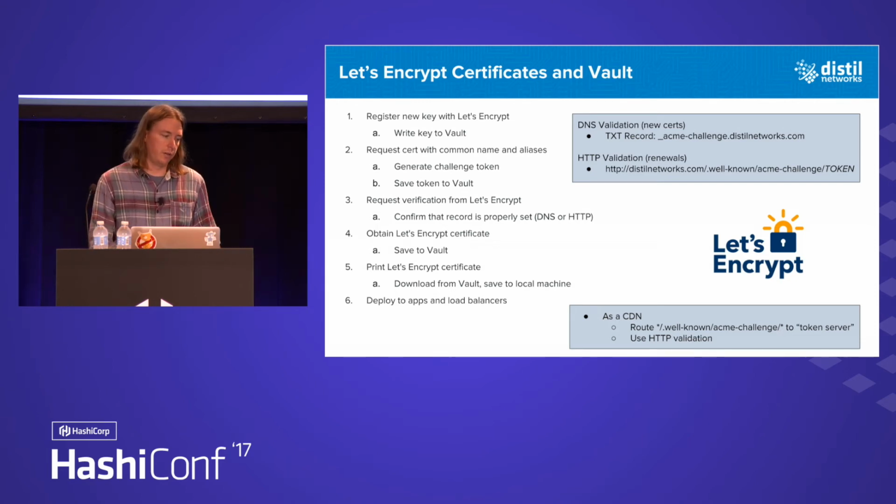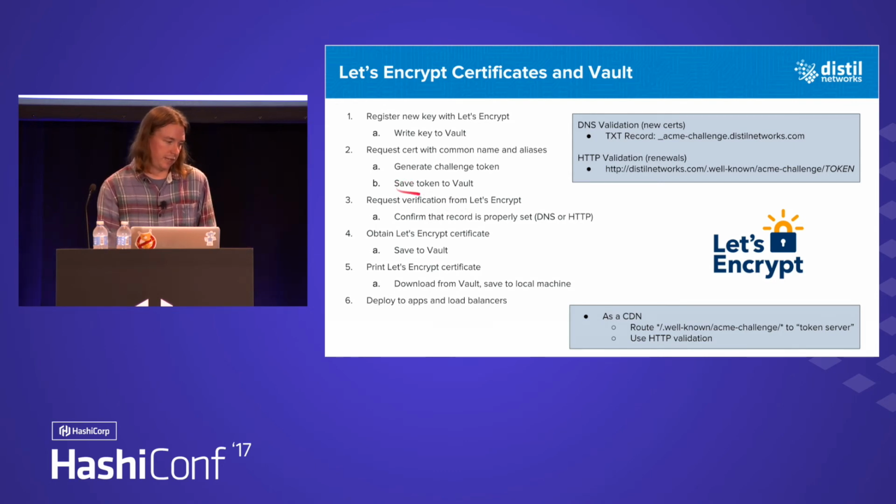Then I say, okay, I want to make a new cert, and I want to associate it with that key that I just generated. Your key is associated with an email, and it uses that for the encryption, because they will encrypt it using the public key and pass this back to you. So we request a cert with a common name and aliases. On the Let's Encrypt side, they generate a challenge token and pass it back to you. I save that to Vault. And then I request verification from Let's Encrypt.